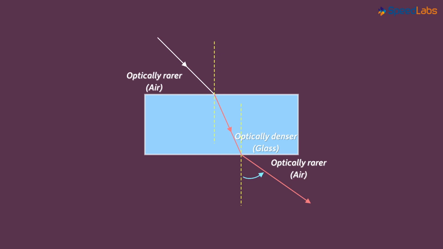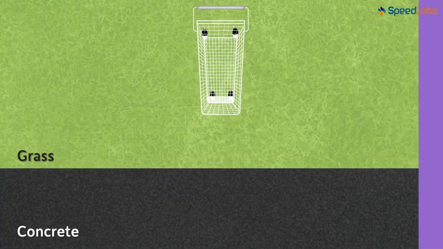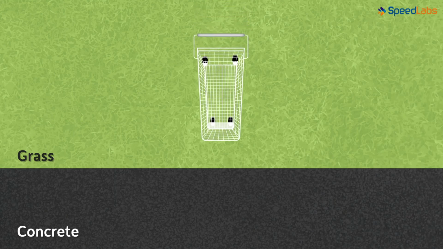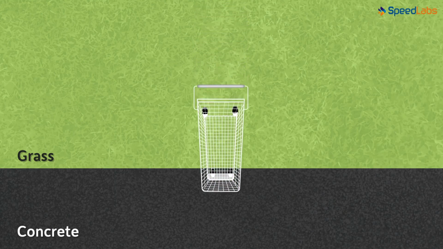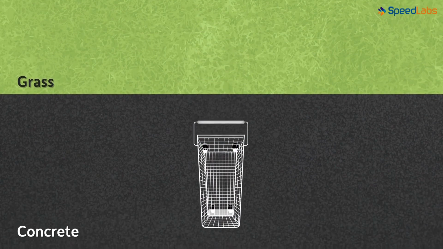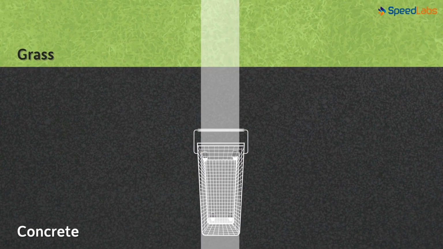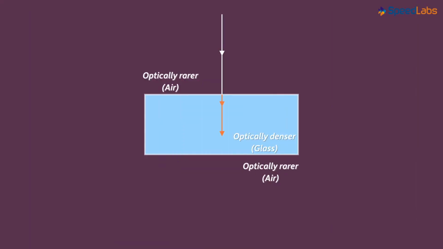One last question to which you will definitely know the answer to. What if the cart is entering the concrete like this? Perpendicular to the surface? Yes, its speed will increase, but its direction will not change. So if the light is entering an optically rarer medium in a perpendicular manner, then its speed will increase, but its direction will not change.